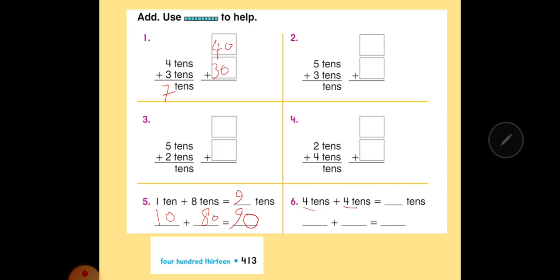4 tens and 4 tens, they are what? Doubles. Can you write the answer by yourself? I'm pretty sure you can do it by yourself. Okay, I think we finished the book.